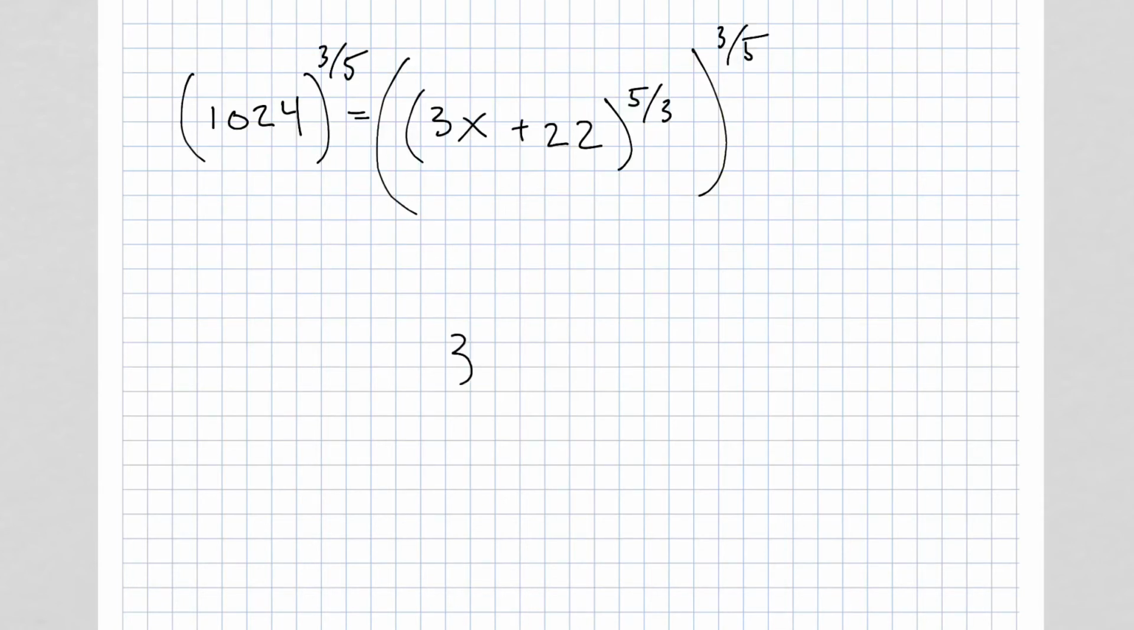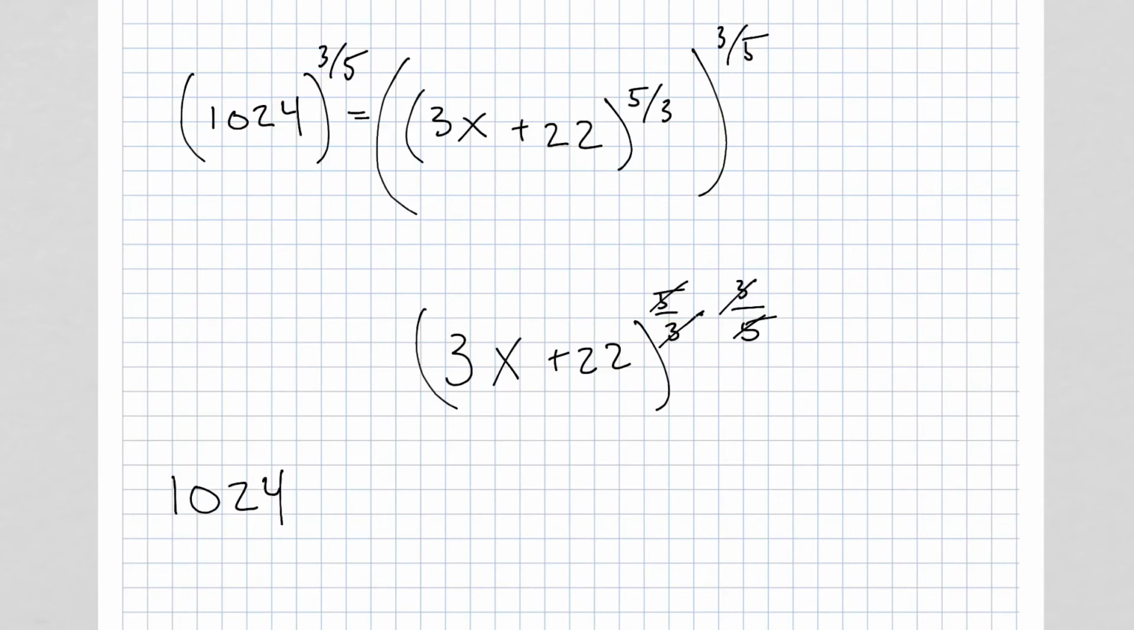Once again, we basically have 3x plus 22 being raised to the 5/3 times 3/5. That's what happens when you have a power being raised to another power, you're basically multiplying them together. What that does is it cancels everything here. So we have 1024 raised to the 3/5 equals 3x plus 22. This is how we get rid of these fractional exponents: we raise it by its reciprocal and it cancels it all out. And then what we're left with is just what was inside. So this is the step that we're at.